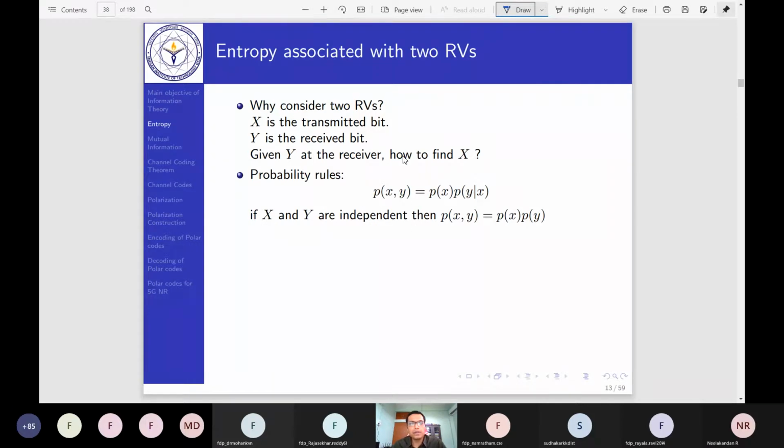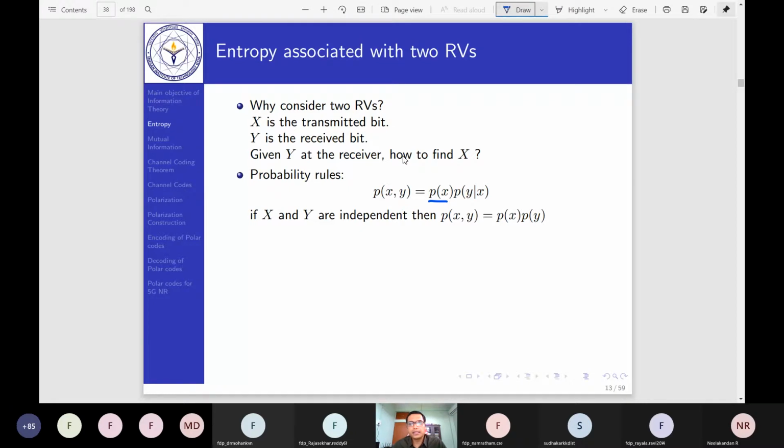One probability rule will be used. I'm again revising these basic concepts. I'm sure you know these things very well, but to understand the polar codes in a better way, I'm going through these basics. The probability rule, the chain rule of probability, is that P of xy is equal to P of x into P of y given x. We can consider this as a probability mass function, or a probability density function if the random variables are continuous.